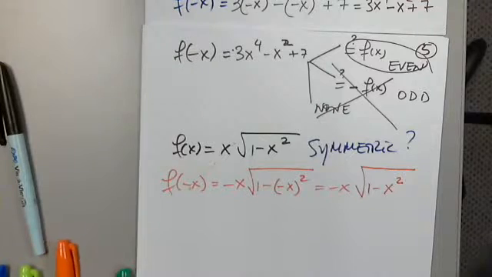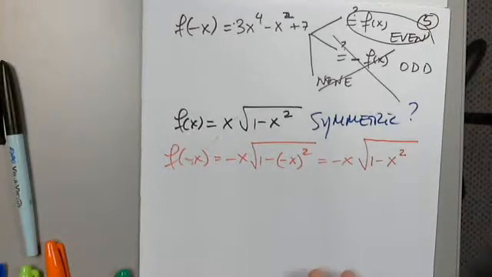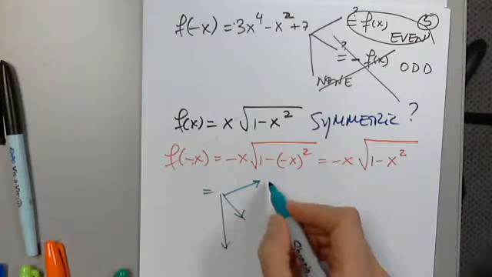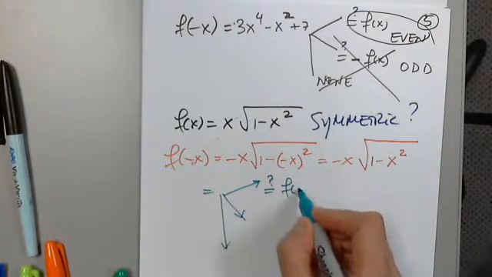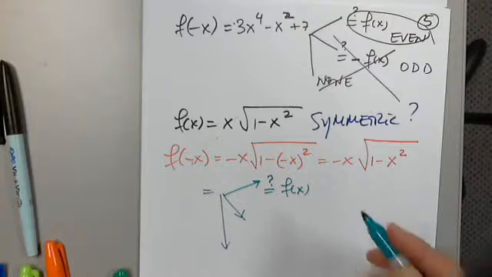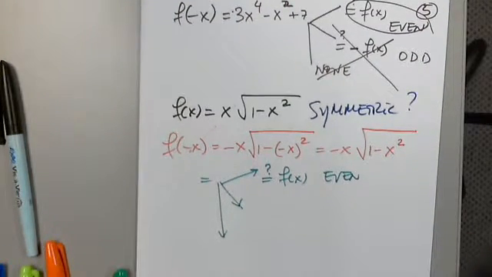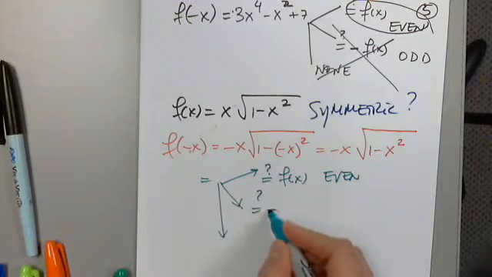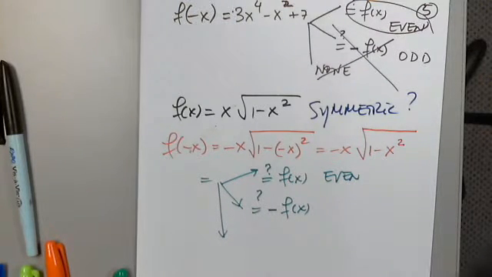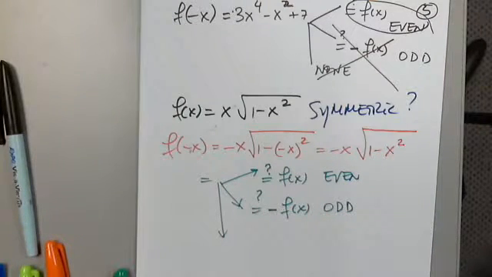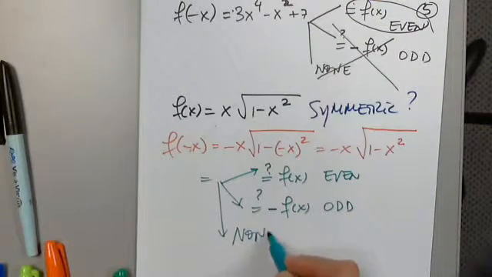Now I have again 3 questions. I'm asking myself, does this equal f of x? If the answer is yes, then the function will be even, symmetric with respect to the y-axis. Does this equal the opposite of f of x? If the answer is yes, then the function will be odd, symmetric with respect to the origin. Or none of the above. I'd say it's odd. Correct.